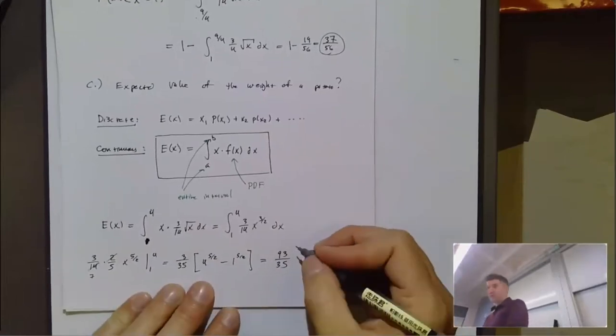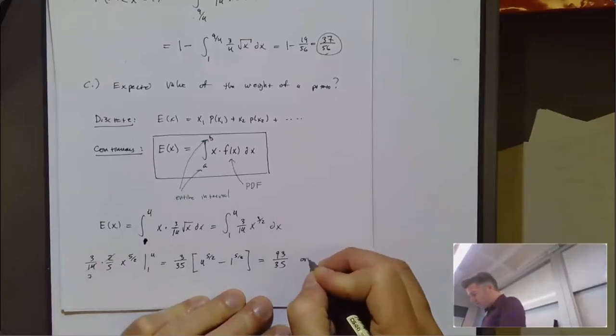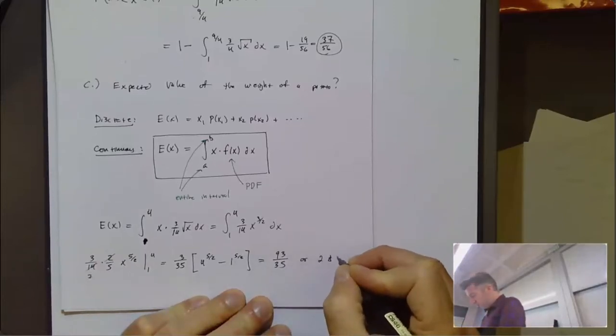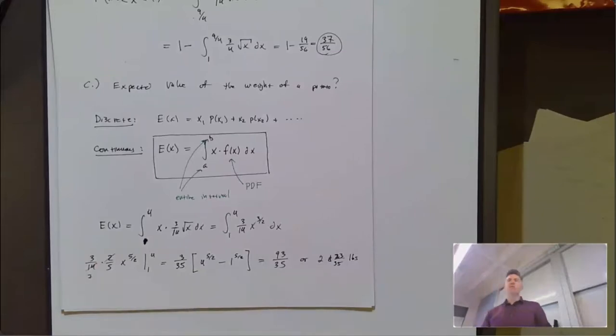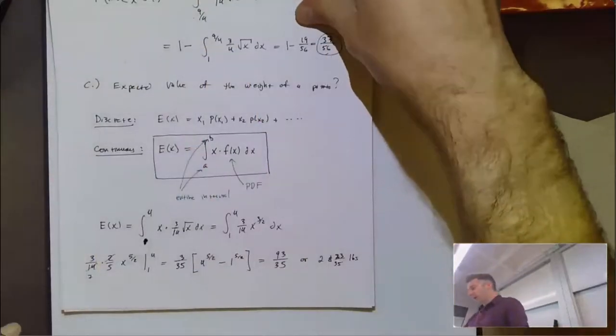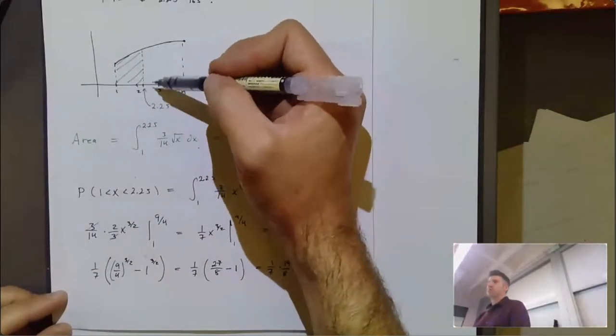Which, if you want to write it, normally I wouldn't write this as a mixed fraction, but I will in this case. Or 2 and 23/35. So pretty close to like 2 2/3. Okay, it seems reasonable-ish that the expected value would be close to 3 pounds. If you look at how the distribution looks, the average being about there-ish seems reasonable.